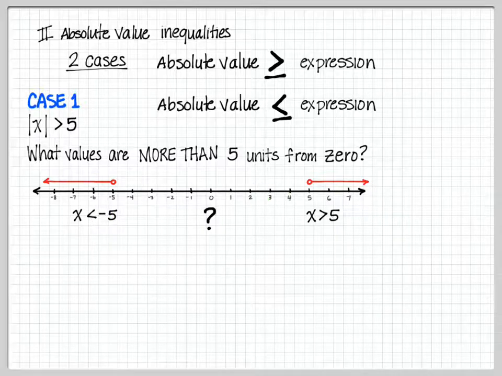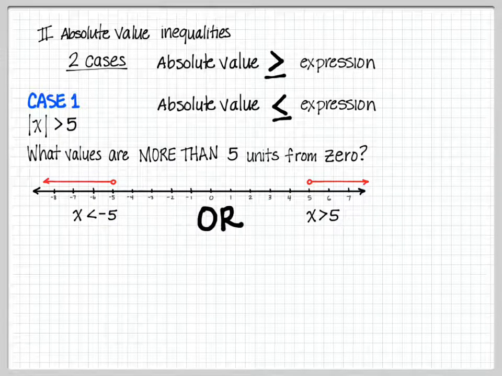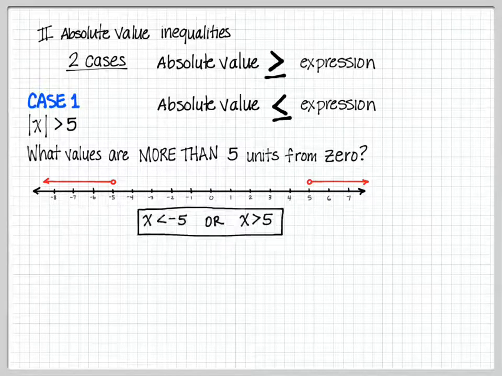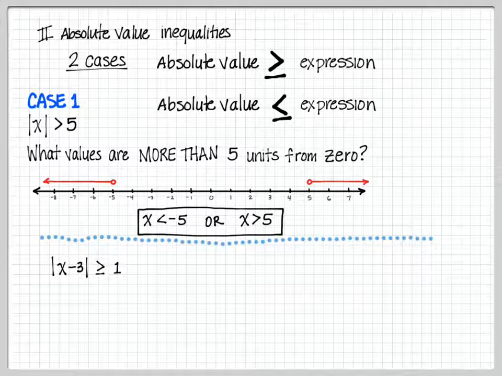They don't intersect. It's an or statement, and in fact, that helps us understand that all greater than symbols will be connected with the word or. So that's something to remember, that when you have absolute values that are greater than something, you will have a connecting statement of an or statement. So the final solution is x is less than negative 5 or x is greater than 5. And those two sets will make this statement true.